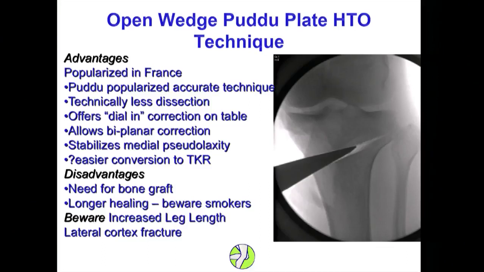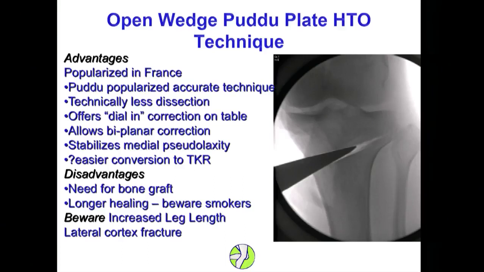Now, how about opening wedge osteotomies? For me, this is my go-to operation now. Very predictable. You can dial it in accurately. You can increase the leg length if it's a short leg. And you don't get metaphyseal-diaphyseal mismatch. So if you do a total knee in the future, it's a nice-looking tibia. It's easy to do.